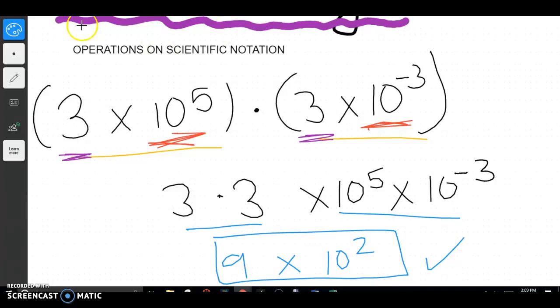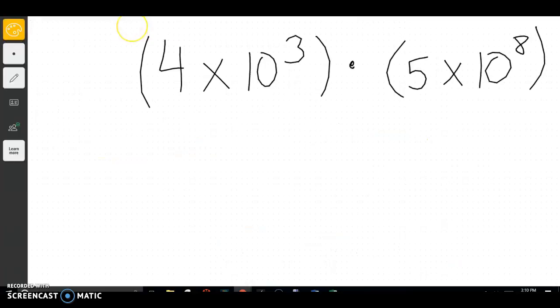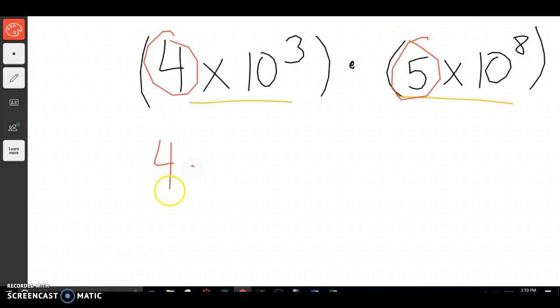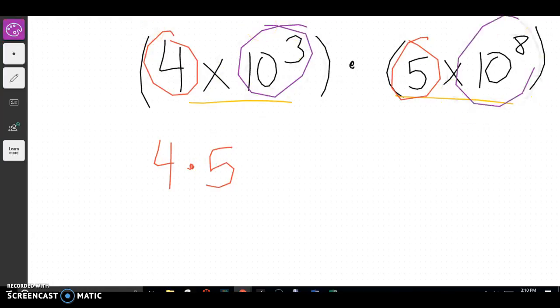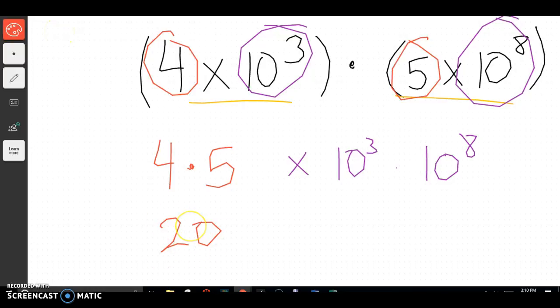Let's try another example. We have another multiplication example, and again, I want to multiply these two numbers in scientific notation. So let's combine the like things, which are the numbers. So let's do 4 times 5. And then let's combine the tens, so that would be 10 to the 3rd times 10 to the 8th. When I do 4 times 5, I'm going to get 20, and when I do my 10 to the 3rd times 10 to the 8th, I'm going to get 10 to the 11th.